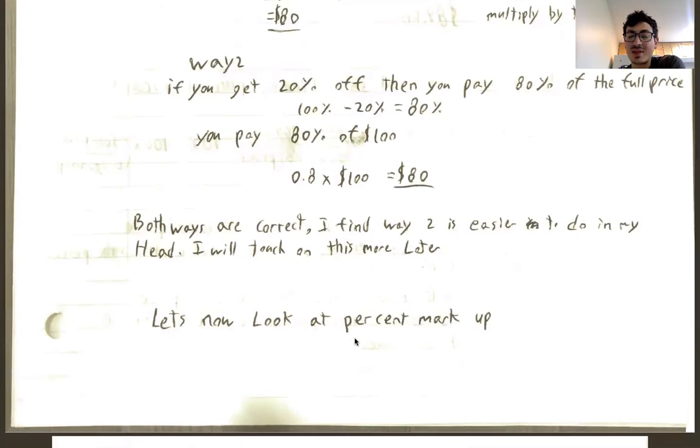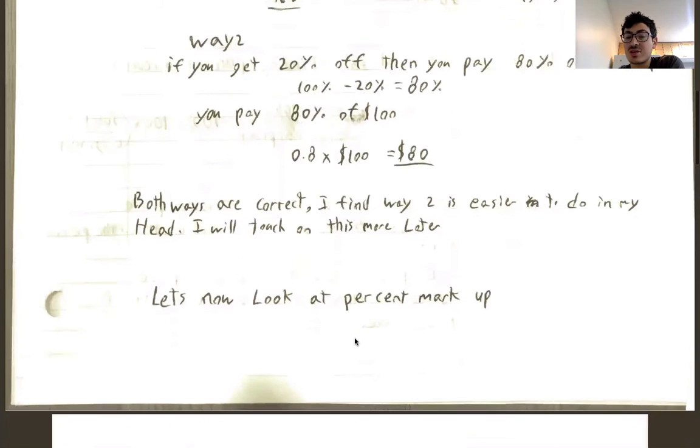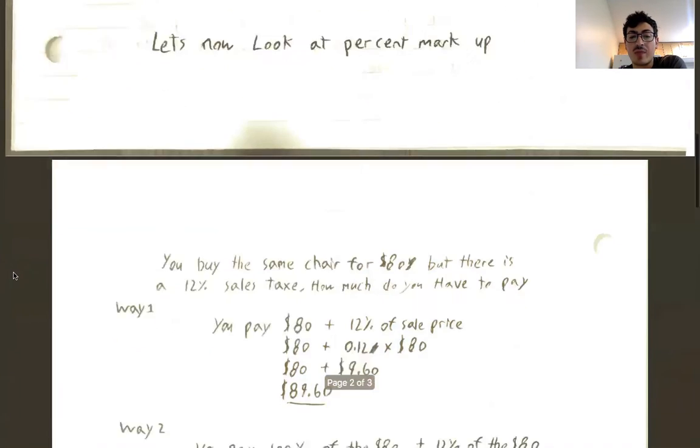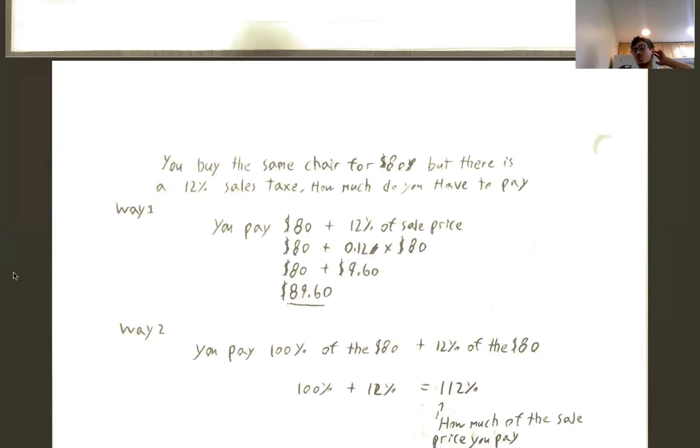Okay, so instead of looking at a percent discount or sale price, let's look at percent markup. So taxes are a thing on everything you buy, and when you go shopping in North America, the price shown is not how much you're going to pay because they add taxes on it.